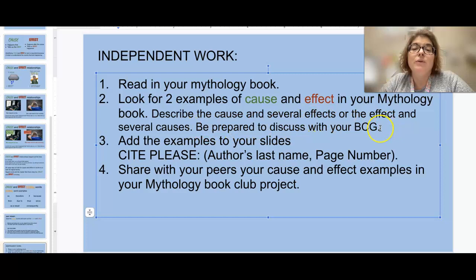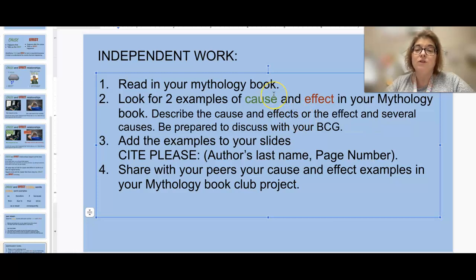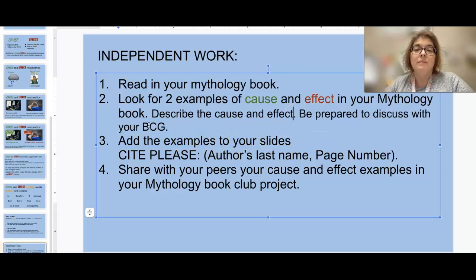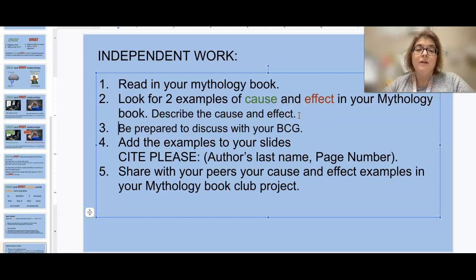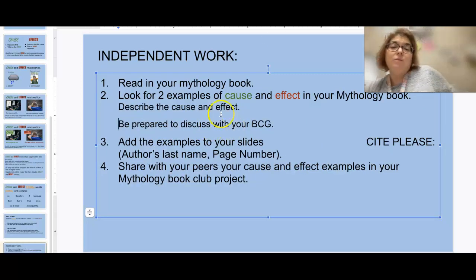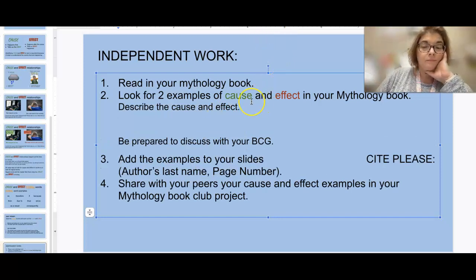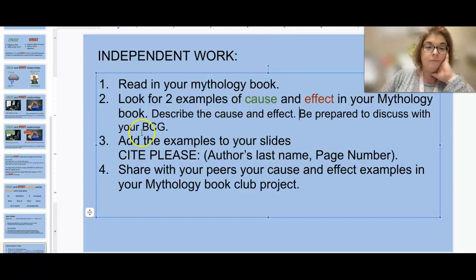Be prepared to discuss with your book club group. Add examples to your slides. So I want you to describe the cause and effect. Let's make that simple. I want you to describe the cause and effect. And then be prepared to share. Okay? So now, you are going to add examples to your slide. Cite them, please. I need the author's last name and the page number where you found it.